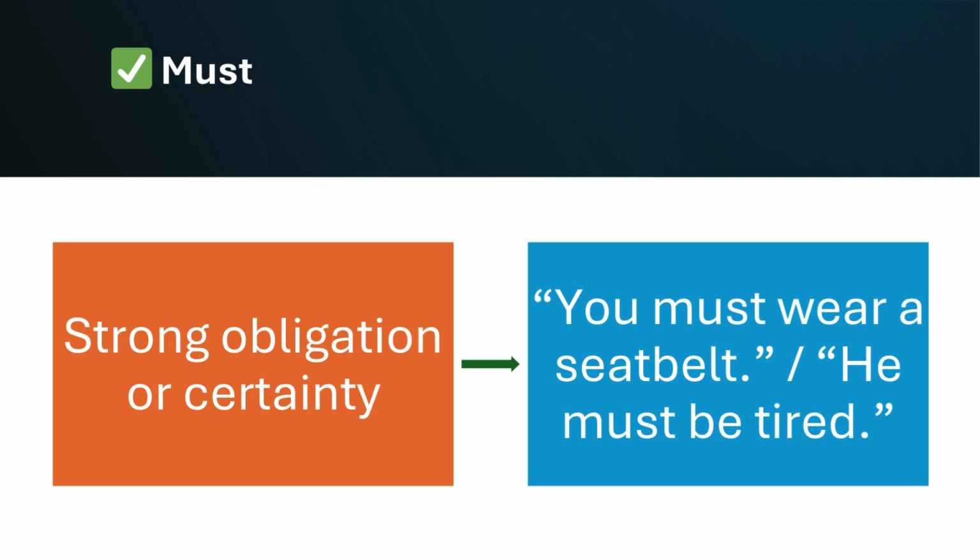And another one is must. Must we use when we are expressing a strong obligation or certainty, where we are really strong about our opinion. For example, you must wear a seatbelt. You're strong about it because it's necessary. Or for example, he must be tired. You're showing certainty in that sentence. He must be tired.